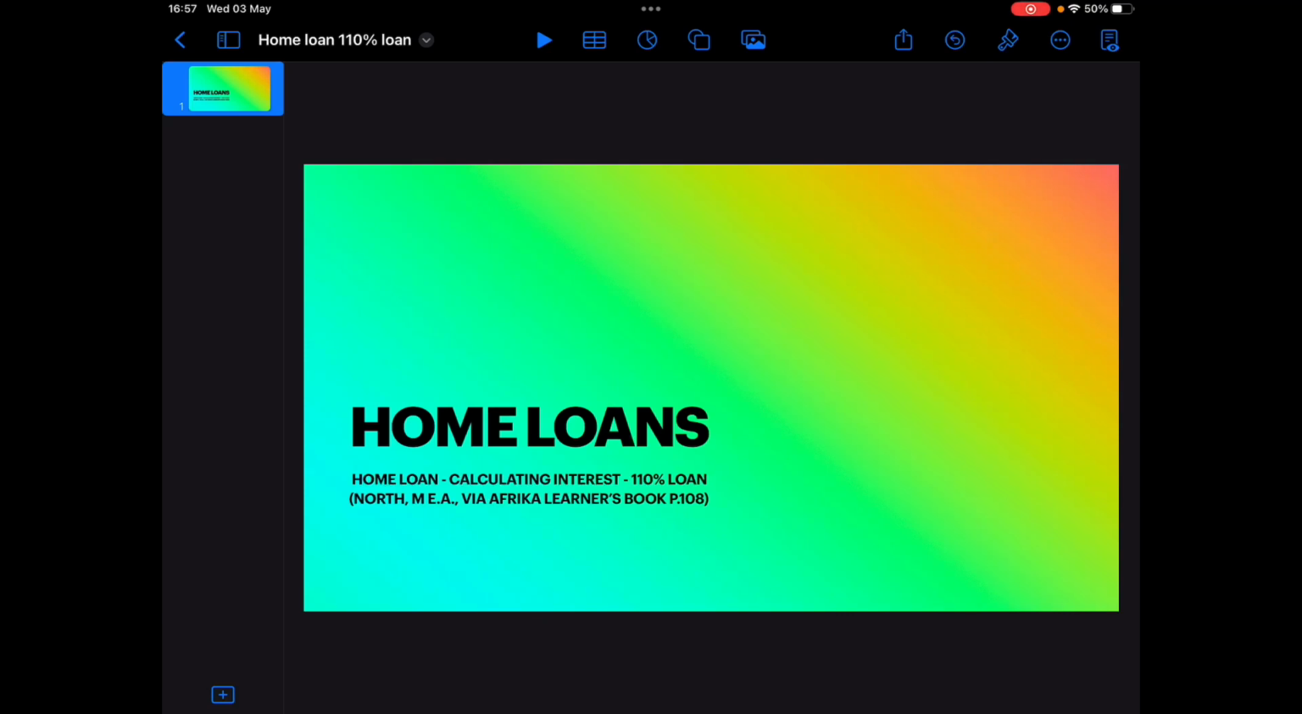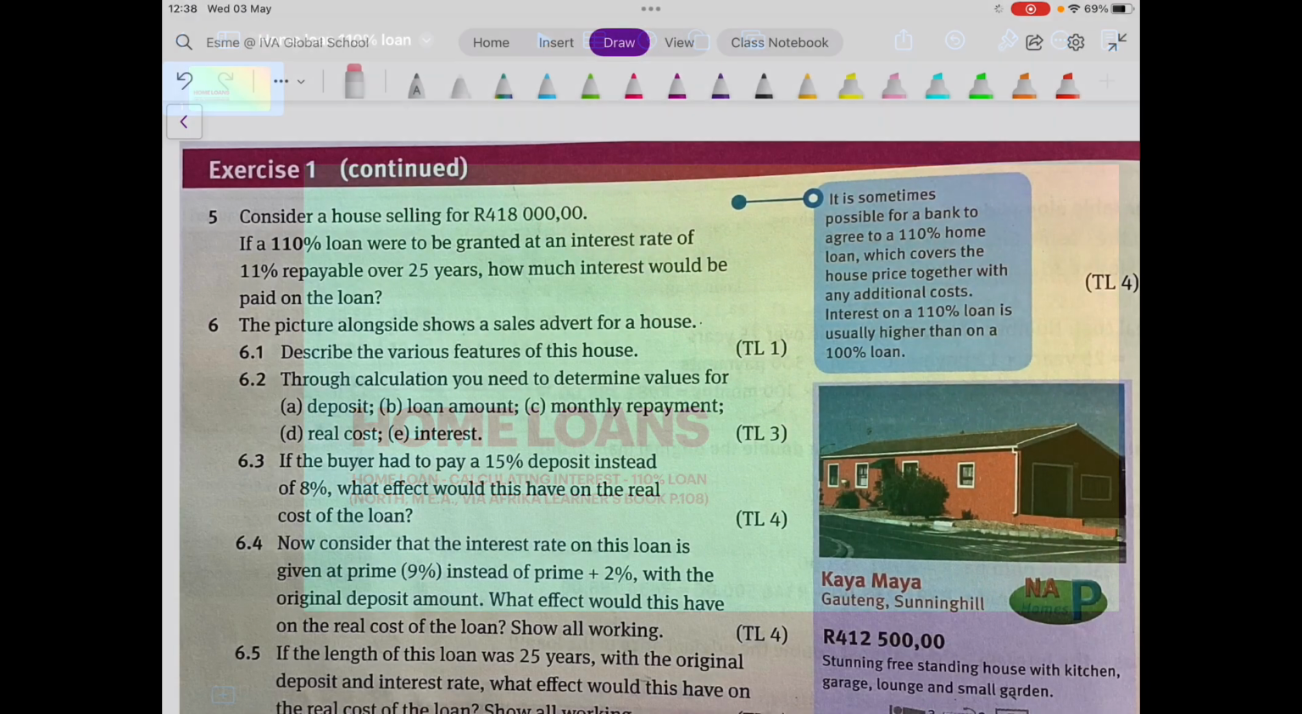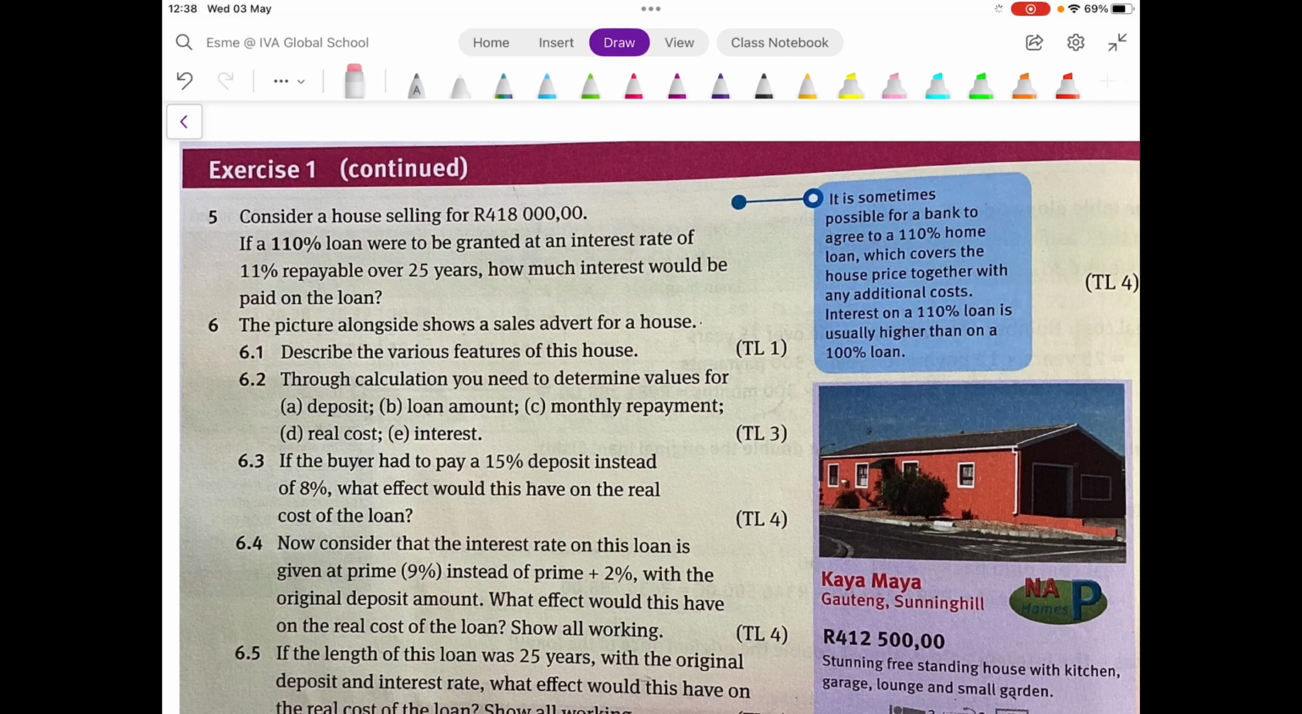To start off with the home loans, we're going to look at a home loan where the actual loan is 110%, and that's normally for first-time home owners. Right, we are going to look at Chapter 4, Exercise 1.